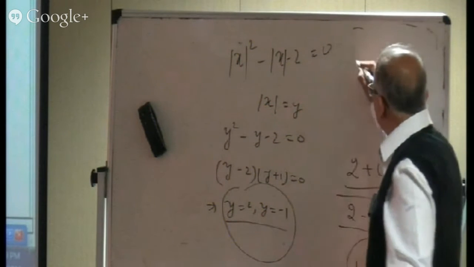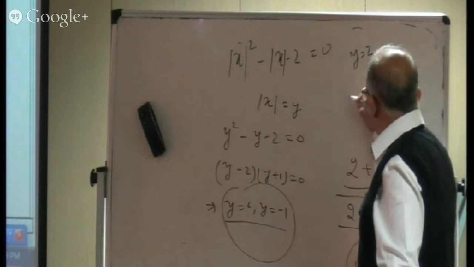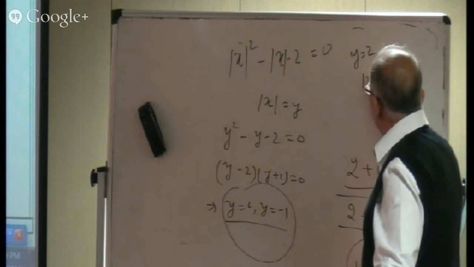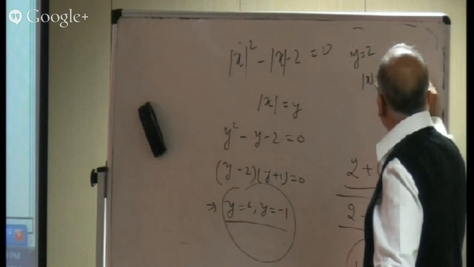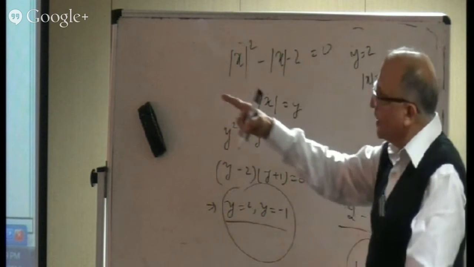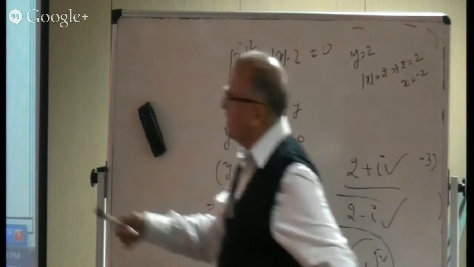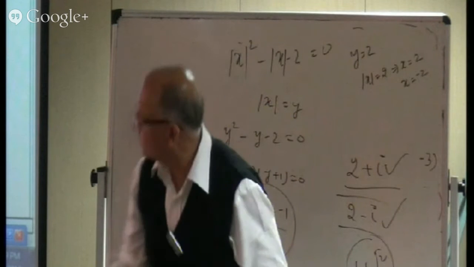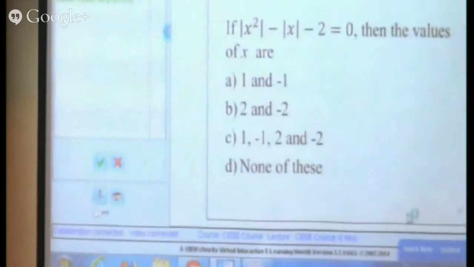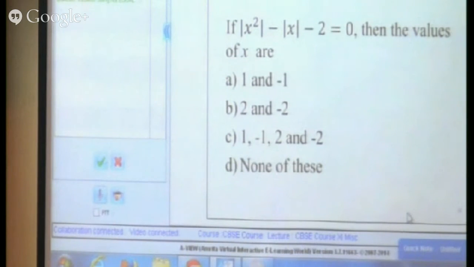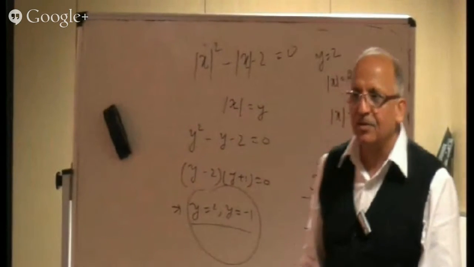So if y is 2, then mod x is equal to 2. This implies x is plus 2 or x is equal to minus 2. Is there such a choice? It is there in two choices, in B as well as C. So let us see the other options also. I wanted you to note this down: y equal to minus 1 is not possible, so mod x cannot be minus 1. So clearly it is 2, minus 2.